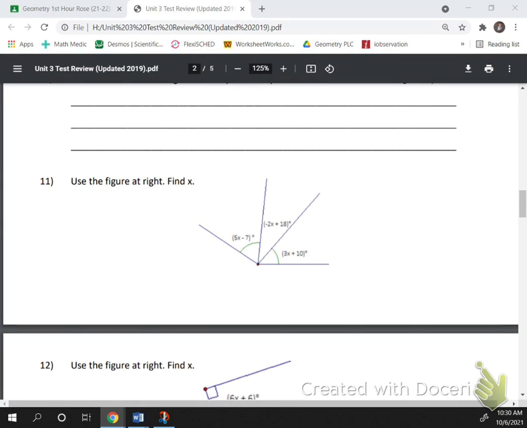11, you can ignore the middle angle. Do you see how the green congruent marks make those two angles congruent? What should I do with those expressions if they're congruent? Jacoby? Set them equal to each other. So we're going to write 5x minus 7 equals 3x plus 10.